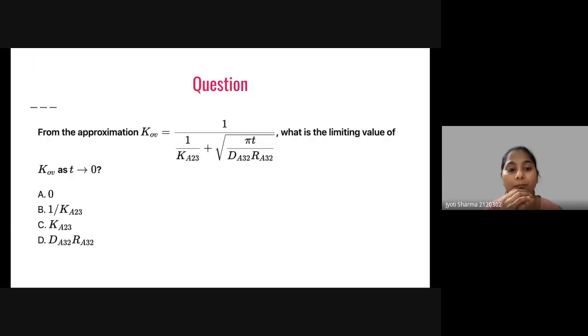Okay. Now, for the approximate, we already have learned that this overall resistance is due to the water side and due to the sediment side, which is the limiting value of overall resistance as t approaches 0.